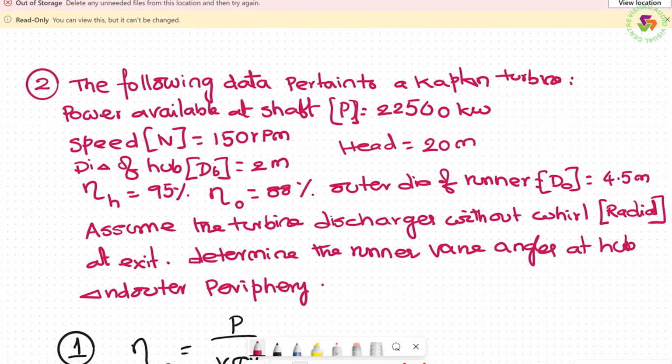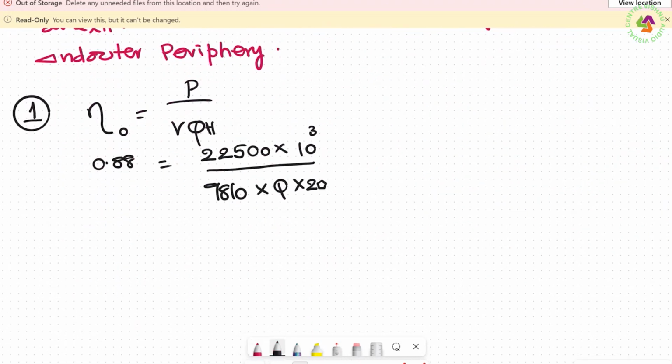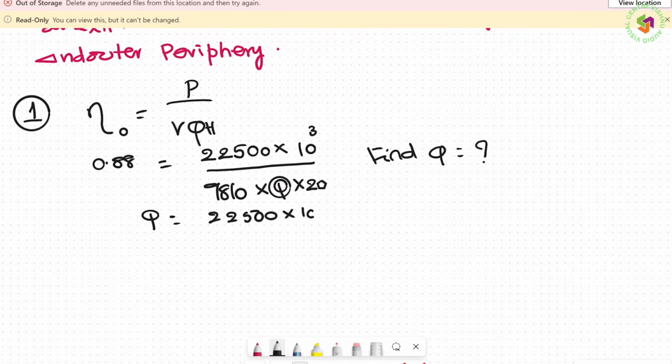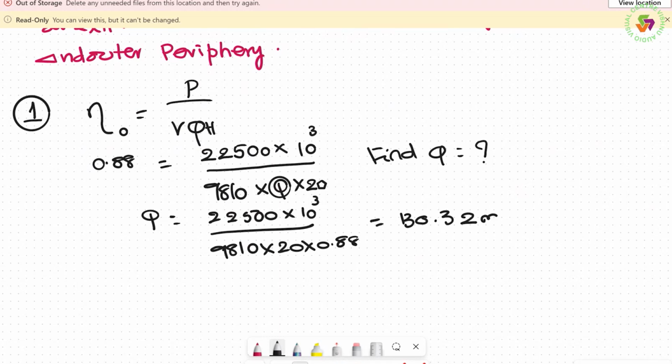Taking that, except Q, everything is known. So find Q. Q is equal to how much it will be? Please tell me. 22,500 into 10 to the power of 3 divided by 9810 into 20 into 0.88. So that amounts to 130.32 meter cube per second. So one answer is obtained.